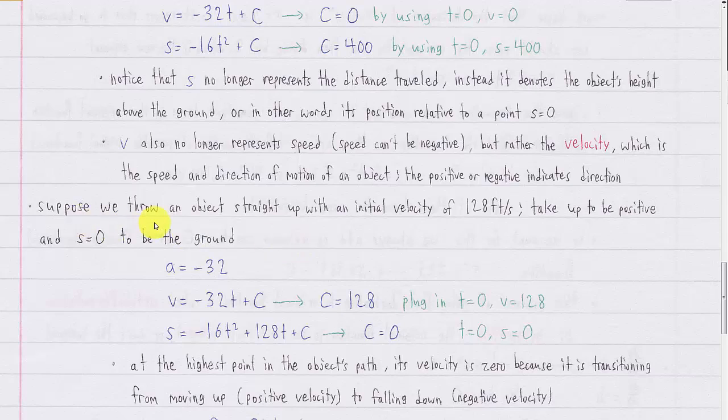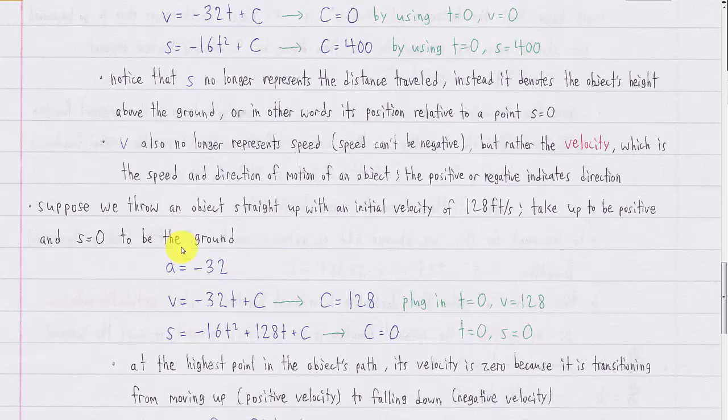So one more problem. Suppose we start on the ground and we throw an object up with an initial velocity of 128 feet per second. And the object's going straight up. So if we define upwards to be the positive direction, and the origin of a coordinate system to be the ground, let's find the equations of the object's motion.